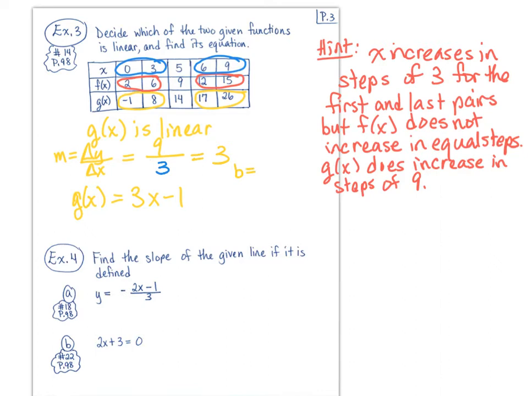And then b would be equal to g of 0. What's g of 0? -1, good. From your table, you see that when x is 0, g of 0 is -1. So then you use your y equals mx plus b formula, or equation of a line, and then you have 3x minus 1. Does that make sense? Talk. Does that make sense? Okay. All right. Online, does that make sense?